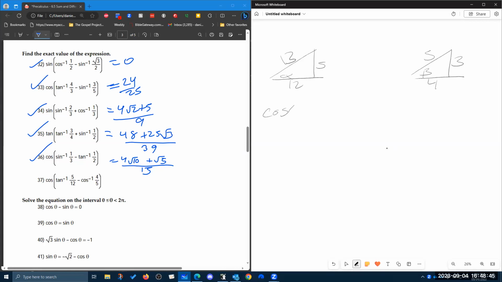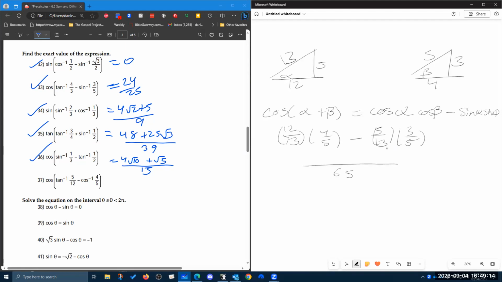And we have cosine of alpha plus beta is cosine alpha, cosine beta, minus sine alpha, sine beta. That is going to give me cosine alpha, cosine beta, minus sine alpha, sine beta. Denominator here is 65. This is 48 minus 15, which is 33 over 65. And I'm done. And that's it for this video.